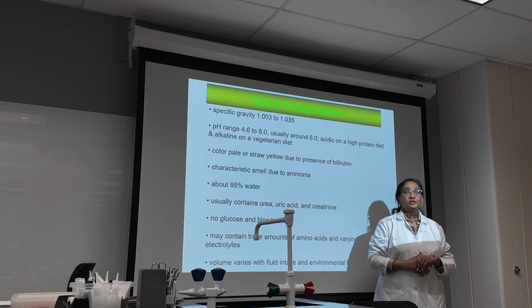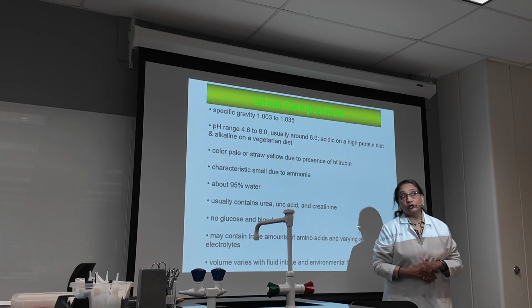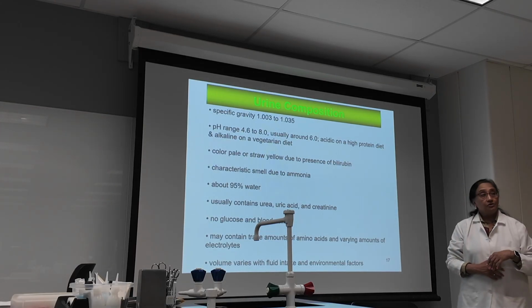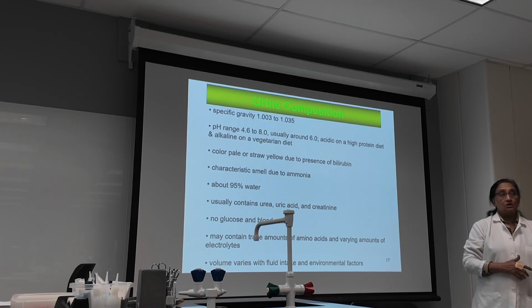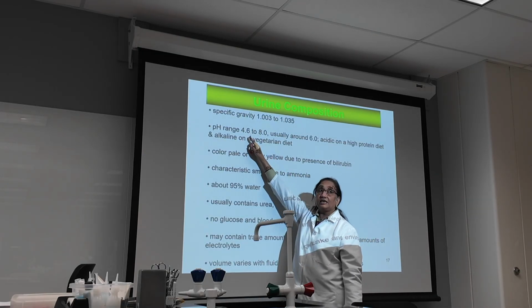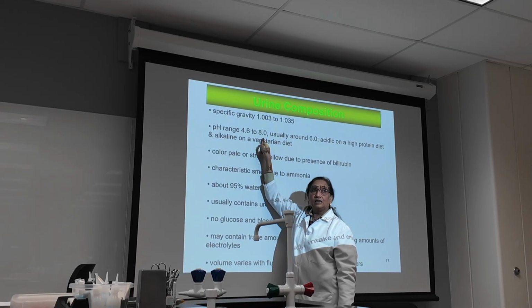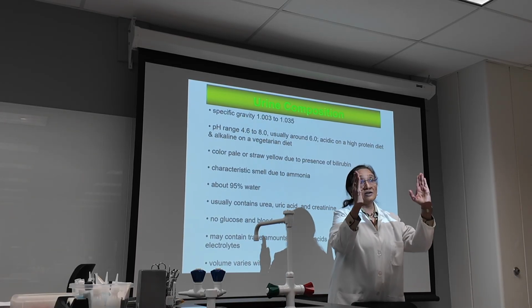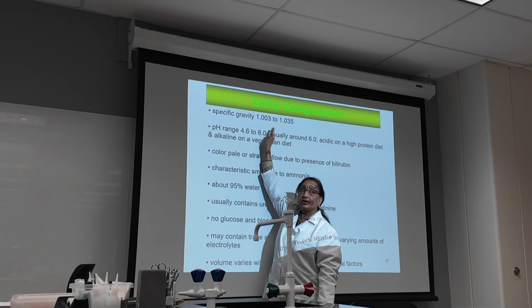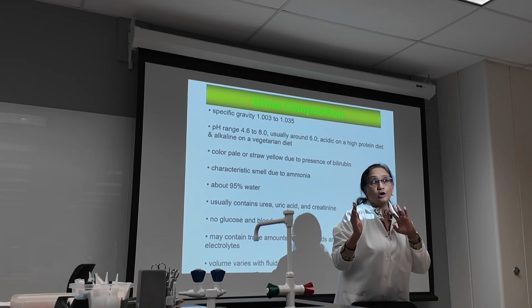The pH of urine can also be checked. The more protein in your diet, the more acids in your urine. Urine will be acidic if you are on a very high meat diet. If you are a vegetarian subsisting on vegetables and fruits, then your urine is alkaline. So the pH can be as acidic as 4.6 and as alkaline as 8. This is the range. Your urine cannot become any more acidic or alkaline than that.